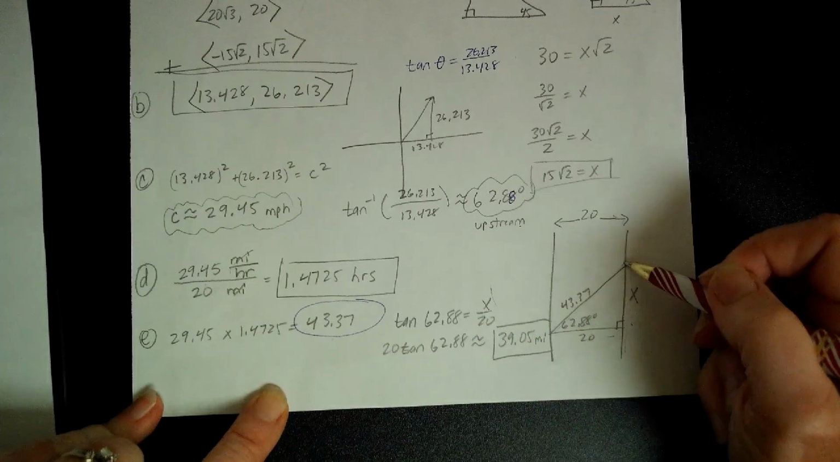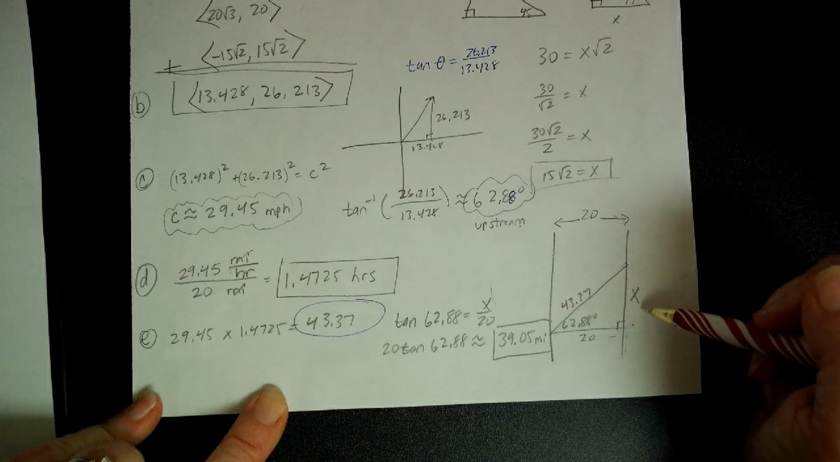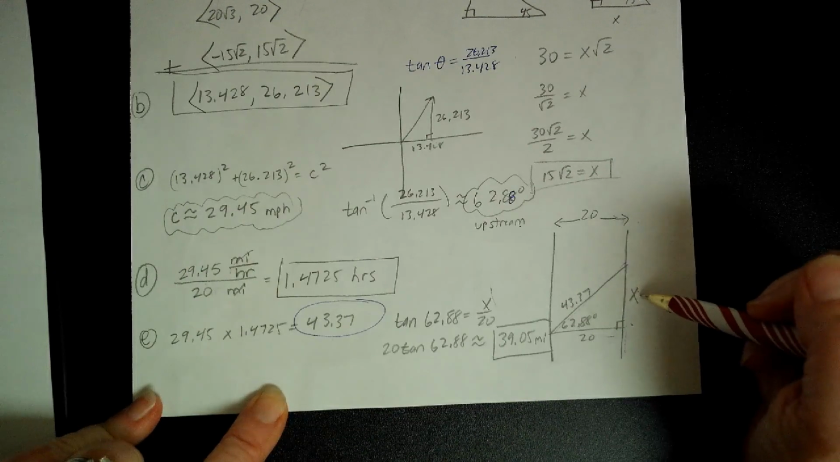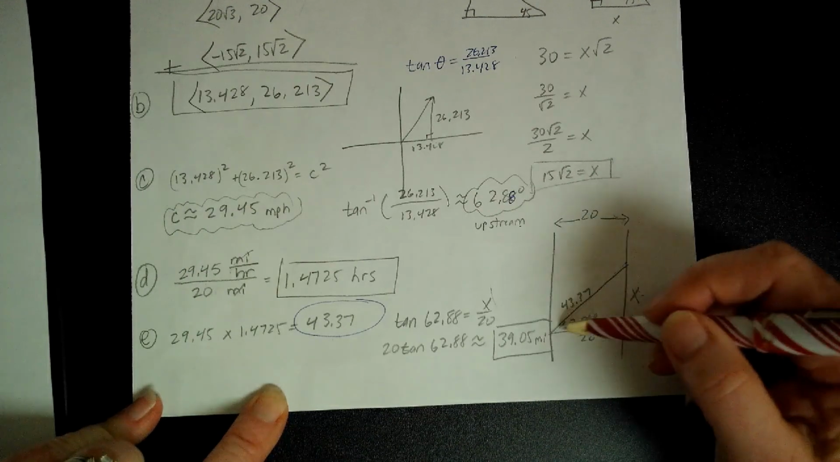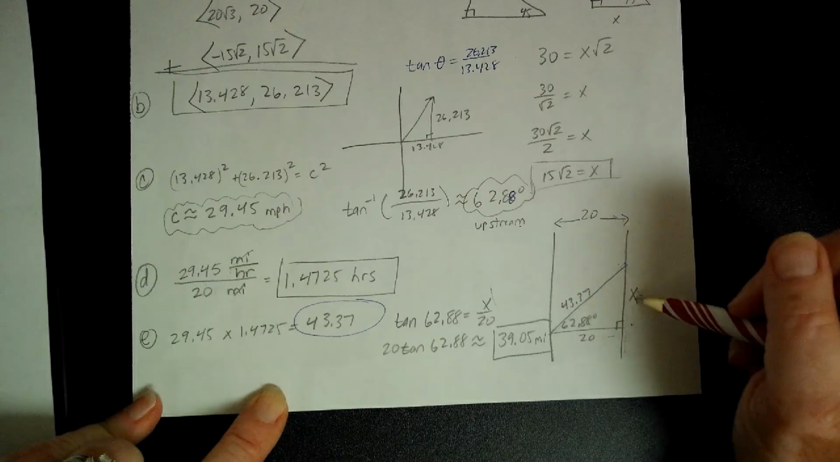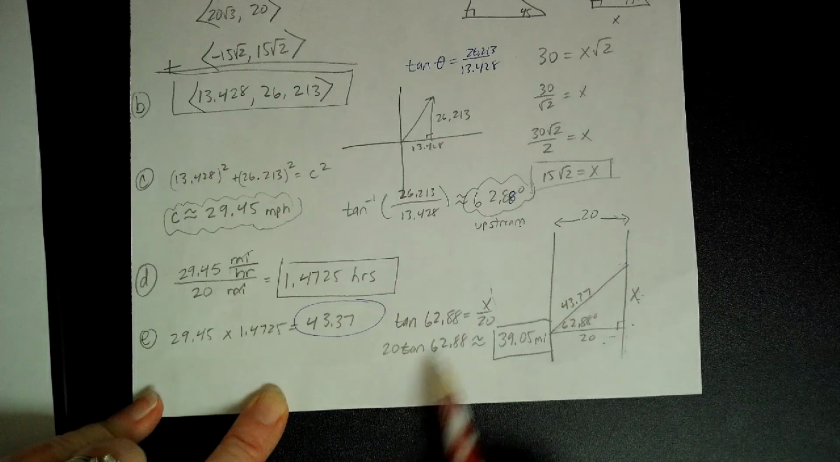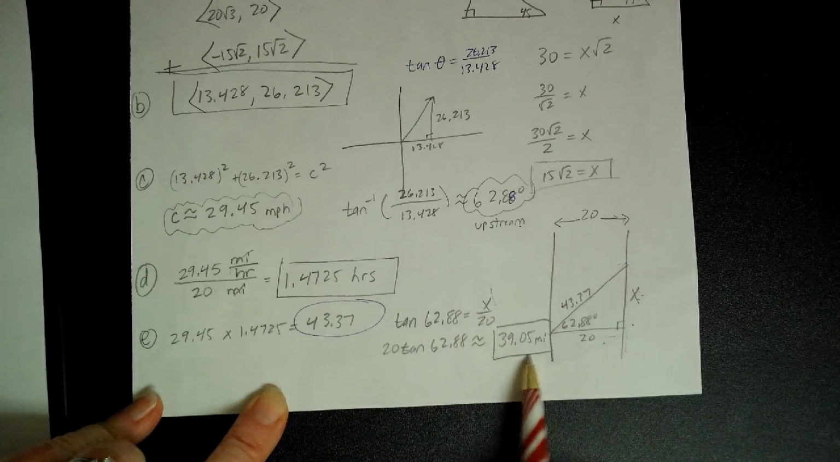So then I just did tangent. Is that what I did? Yeah. Oh, and I really didn't need that part for this. Tangent is opposite over adjacent. So I showed my work right here. Multiply both sides by 20, and I get 39.05 miles.